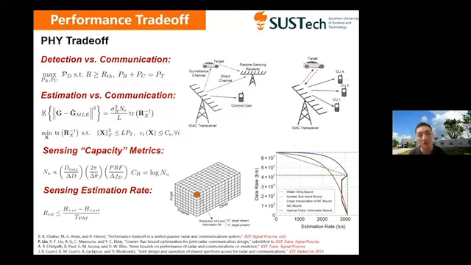So this is estimation versus communication. In addition to these native performance metrics, by native performance metrics we refer to things like the detection probability, the false alarm probability, the mean squared error, and so on, the researchers are also thinking about whether we can define a novel metric for sensing from the perspective of information transmission, but this is actually not based on an information theoretical perspective.